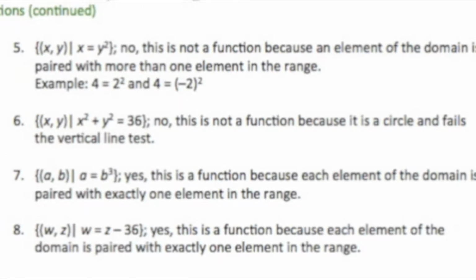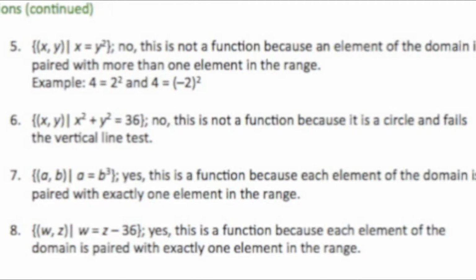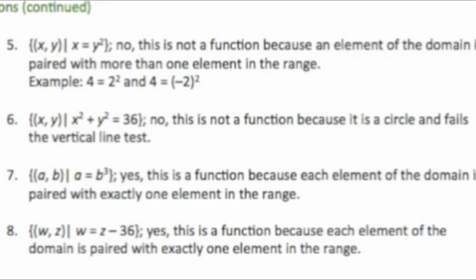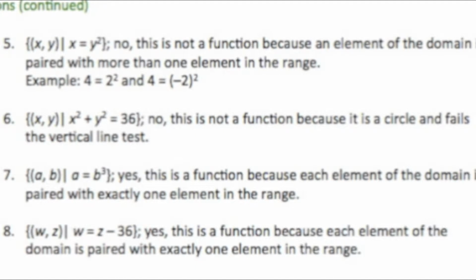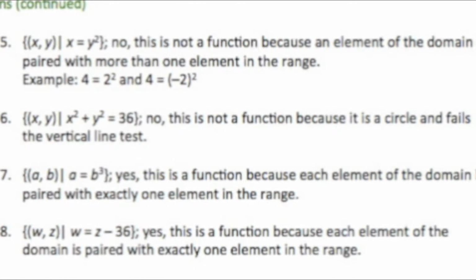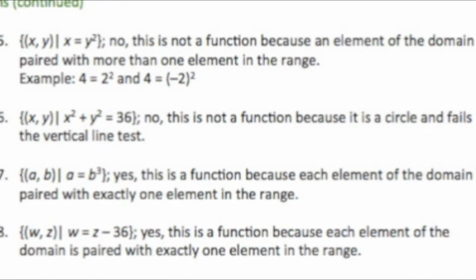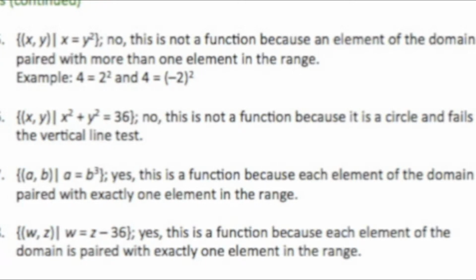So these are the answers for numbers 5 to 8, and you can see that number 5 is not a function because an element of the domain is paired with more than one element in the range. For 6, you can see the vertical line test did not apply to this because it's a circle and not a line.